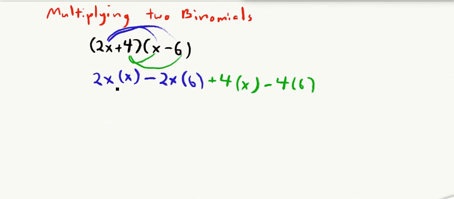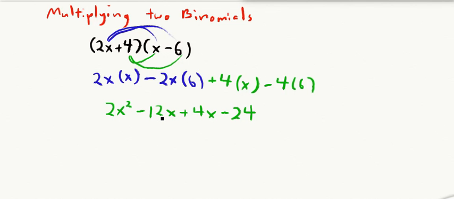So 2x times x is going to give us, this is like they both have the invisible 1 here, so we add them to get 2x squared. Minus, here we're going to multiply the 6 and the 2, so we have 12x. 4 times x we just write as plus 4x. And then 4 times 6 is going to give us minus 24. And then our last step is just going to be to combine our like terms here.